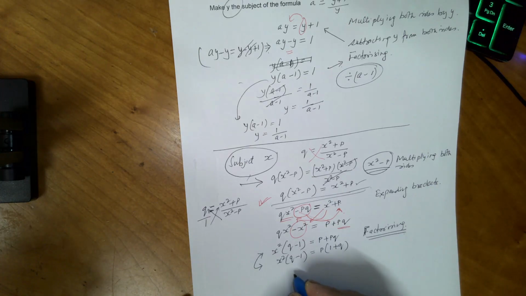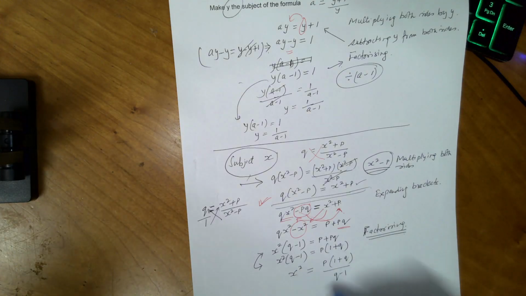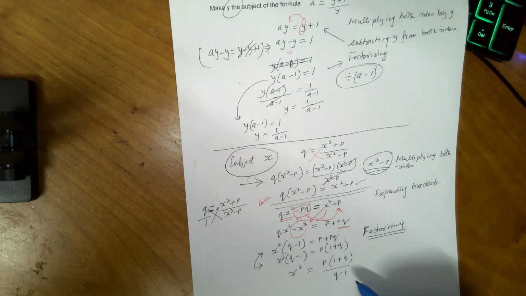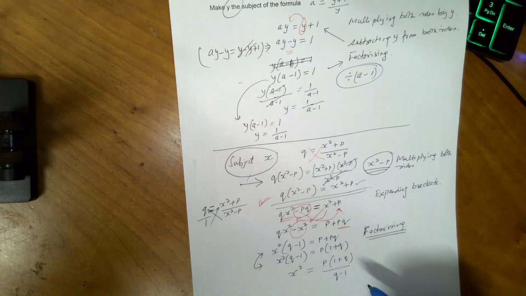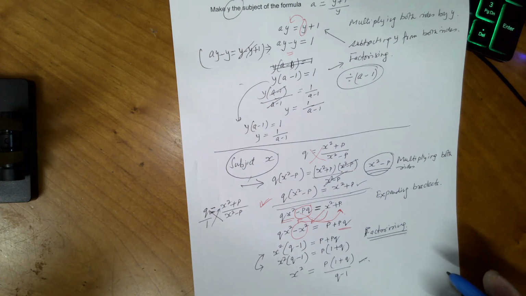Okay, now we can get x squared here. We got, I can do this. So how did I get this? You can say dividing both sides by q minus 1. Okay. Or simply bring this to the other side by doing. So this is what you got.